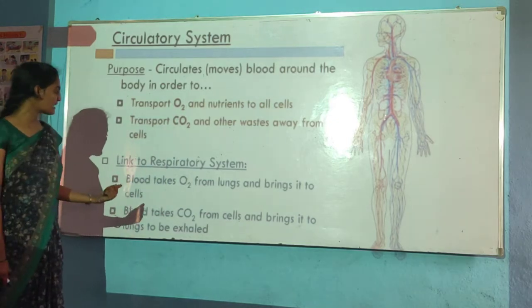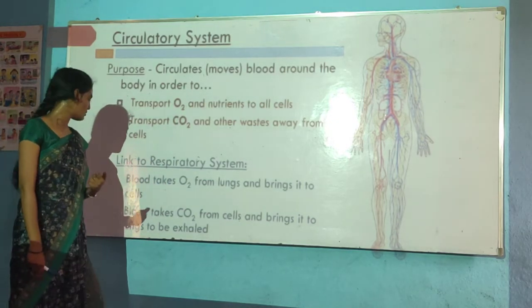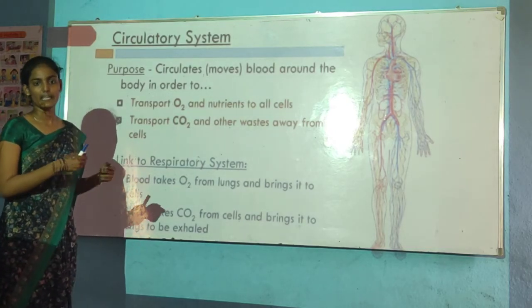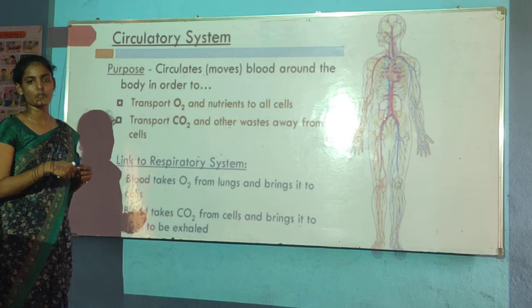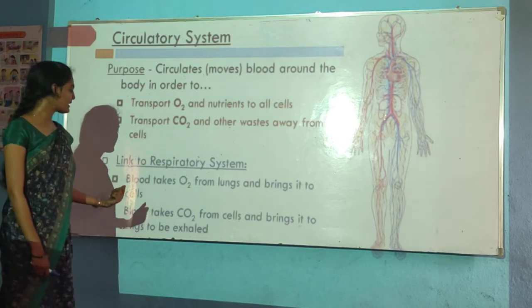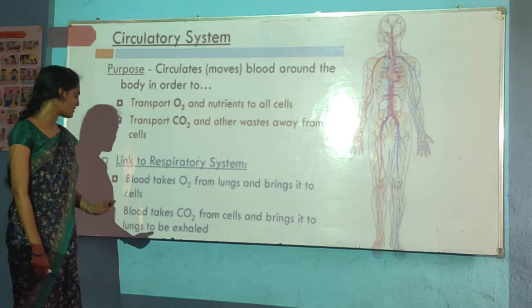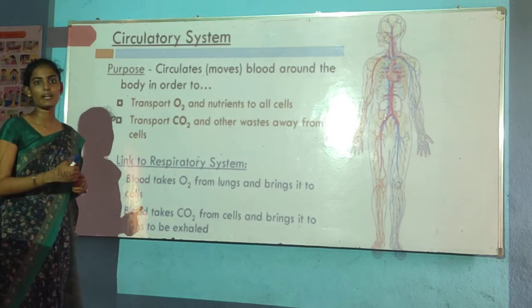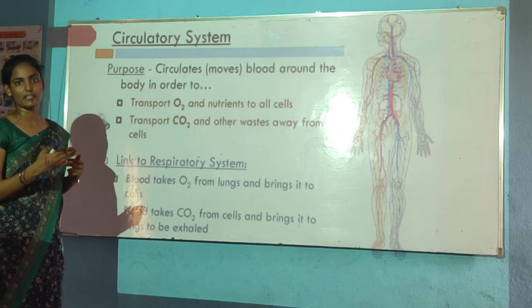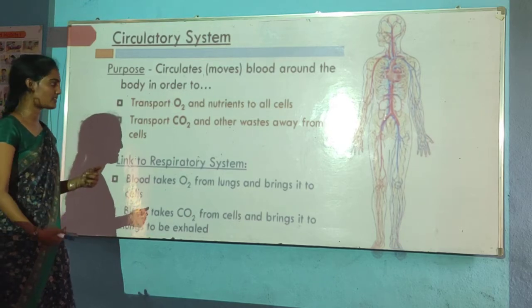In that way, we are linking the circulatory system and the respiratory system. How? Blood takes oxygen from the lungs, which is the respiratory system, and brings it to the cells. And the blood takes carbon dioxide from the cells and brings it to the lungs to be exhaled.